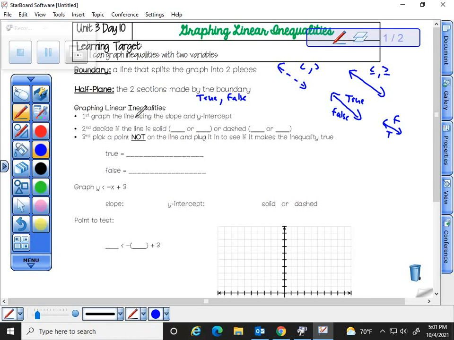So graphing linear inequalities: first, graph the line using the slope and the y-intercept, the b value. If it is of the form y equals mx plus b, starting at the b and then doing the slope, rise over run, is usually the best way of looking at it. Second, decide if the line is solid or a dash line. It's solid if it's less than or equal to or greater than or equal to, and it's a dash line if it's just less than or greater than. And as a reminder, true means that side is shaded, and the false side will be the side that is not shaded.